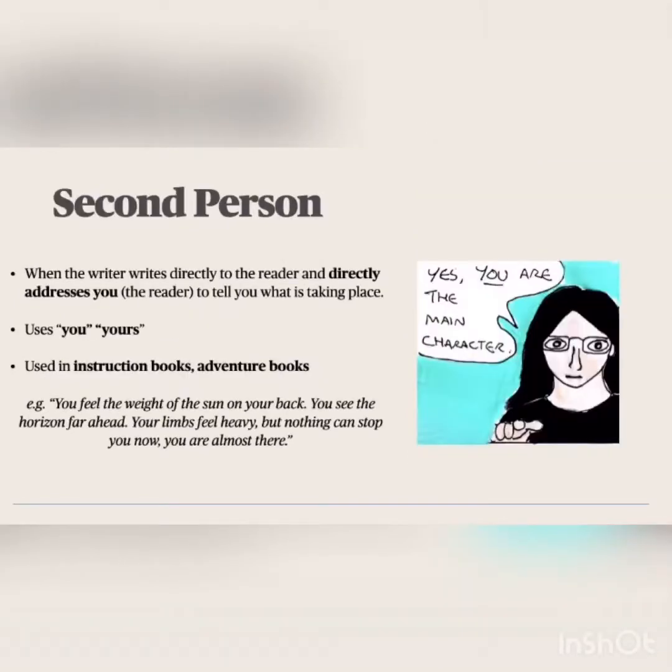Then we have second person, which is a type of narration that the writer uses when they are writing directly to the reader and directly telling you what is taking place. For example, you feel the weight of the sun on your back, you see the horizon far ahead, your limbs feel heavy, but nothing can stop you now, you are almost there.